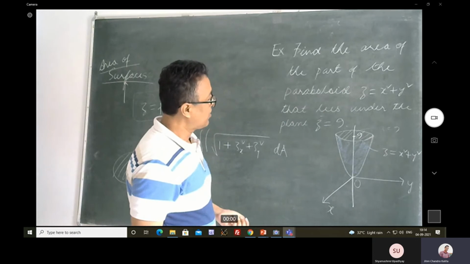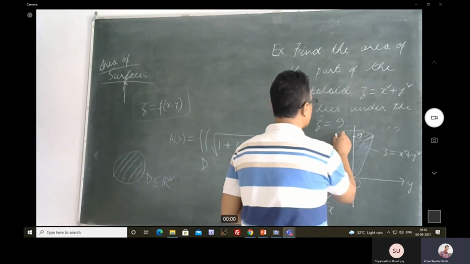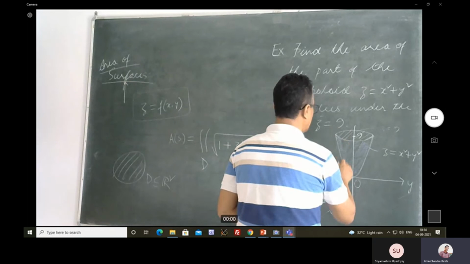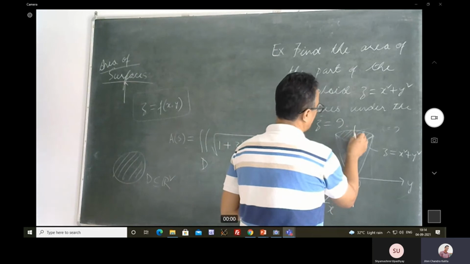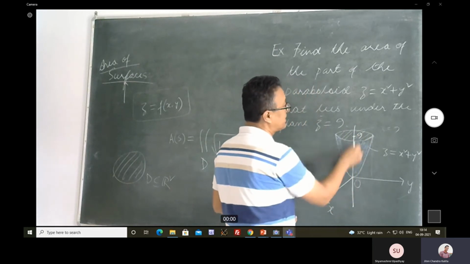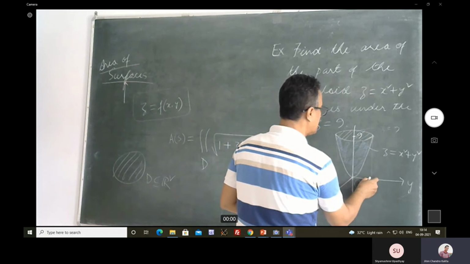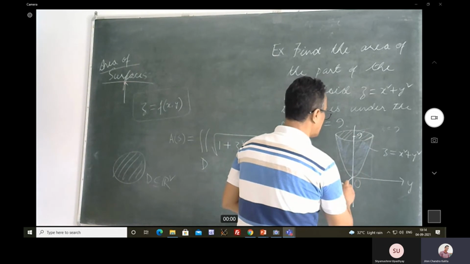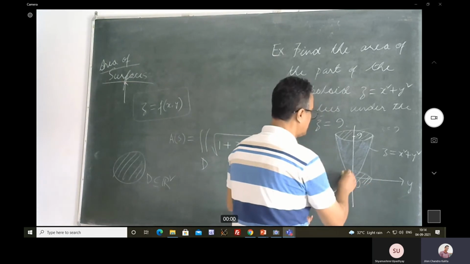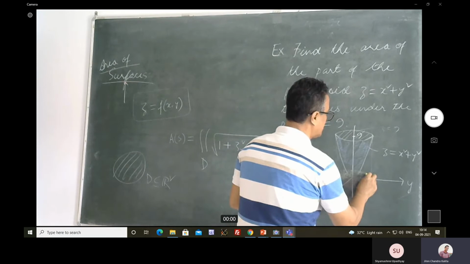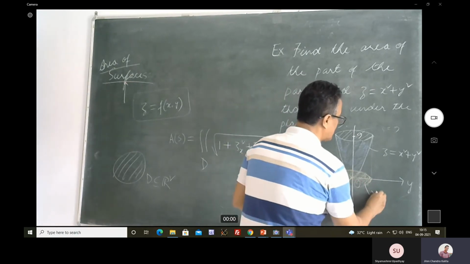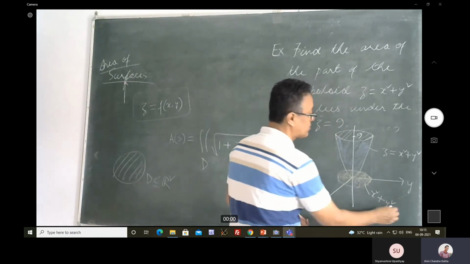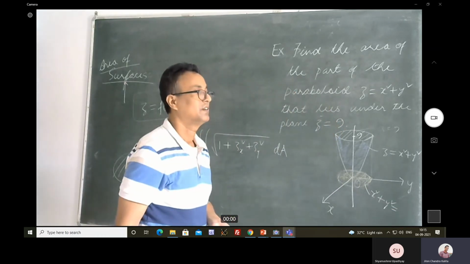Now if we want to see the projection of this paraboloid, of course, I am considering this paraboloid only up to z equal to 9, then you will see that this will be this circular disc, isn't it? The equation of this circular disc will be x squared plus y squared equal to 9.